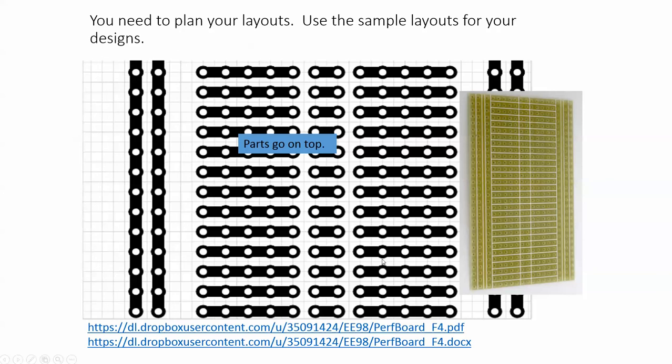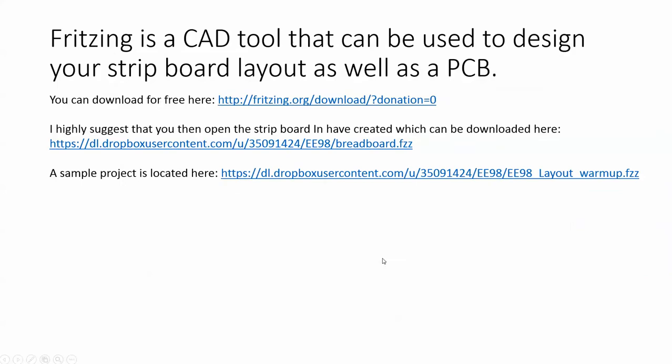Once you have a plan, then you can use Fritzing. All right. So you've already done your strip board plan. You can download Fritzing from here. It's free. Just make sure you get the right version. I've even provided the strip board that we use in this file and even a sample project in this file as well.